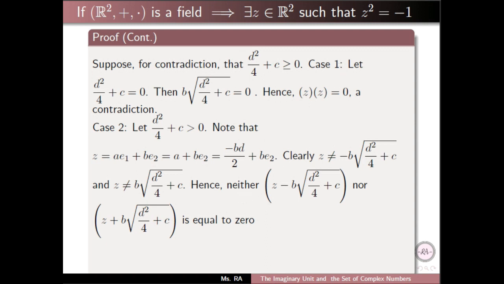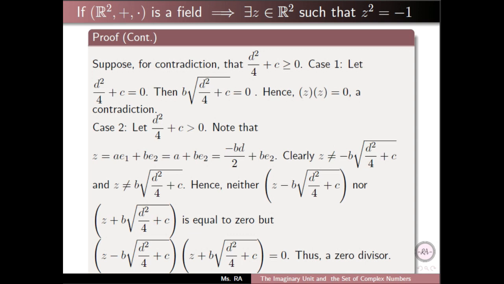Okay? Just the same as the first case, but this times this is equal to 0. If you can still recall on the first slide when we simplified z squared is equal to something. But then this is non-zero, this is non-zero, but then the product is 0. That means this is a zero divisor, this is also a zero divisor. So for both cases we have this contradiction.